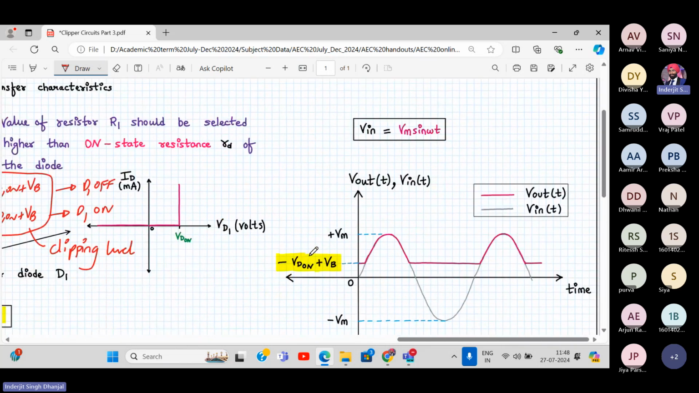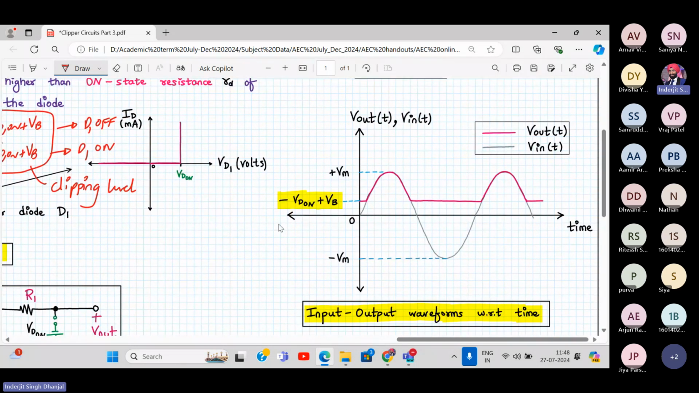Now let's see its input output waveform. Don't be surprised why it is going up. Can anyone tell me why this level is not down? Let's take an example. If this is 0.7 and this is 2 volt, then 2 minus 0.7 will be 1.3. Therefore the clipping level will be positive. Understood this? If Vm is 5 volt, this will be minus 5. So therefore the clipping level will be above. So this is my clipping level.